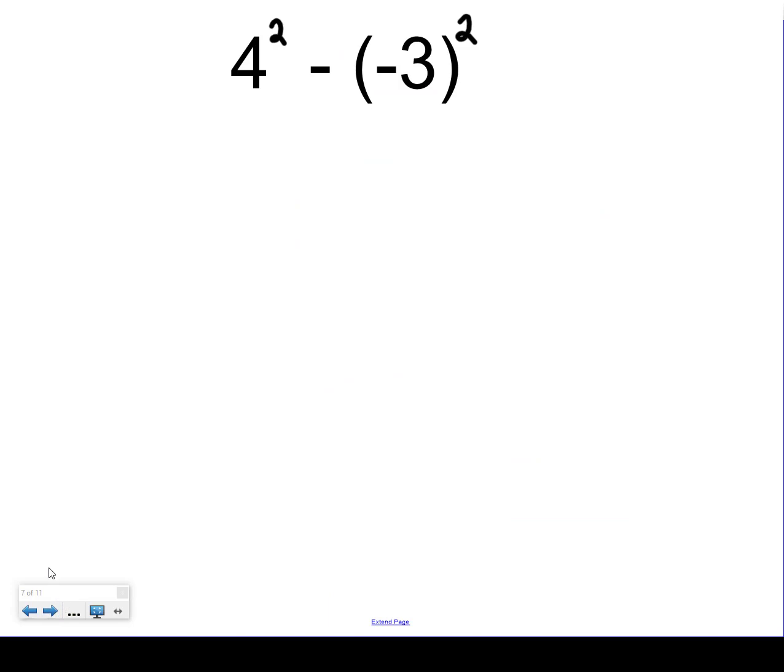Okay. We're going to write our rules. Parentheses, exponents, multiply, divide, add, subtract. And this is exponents and roots, meaning like square roots if we ever have any.